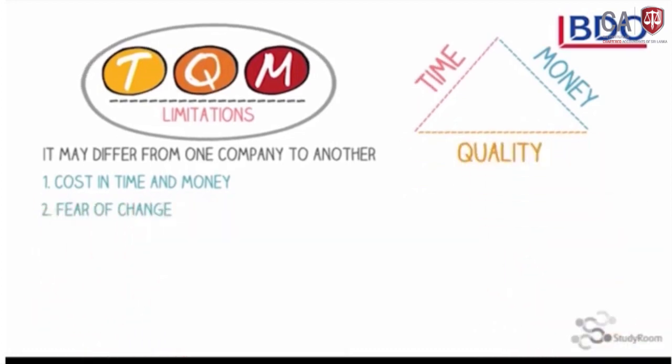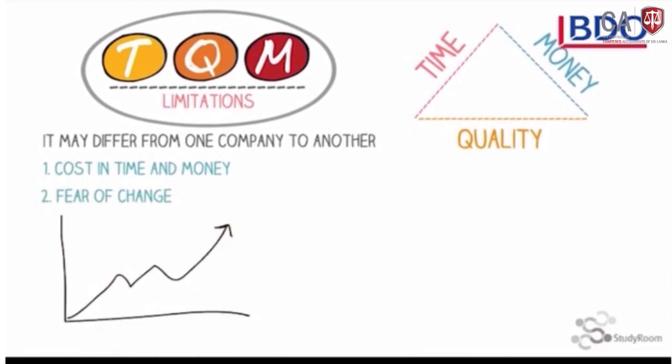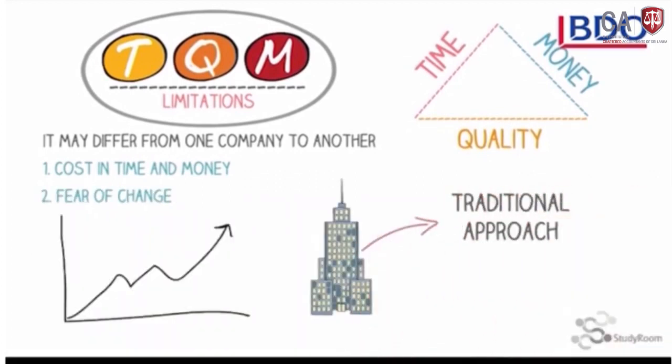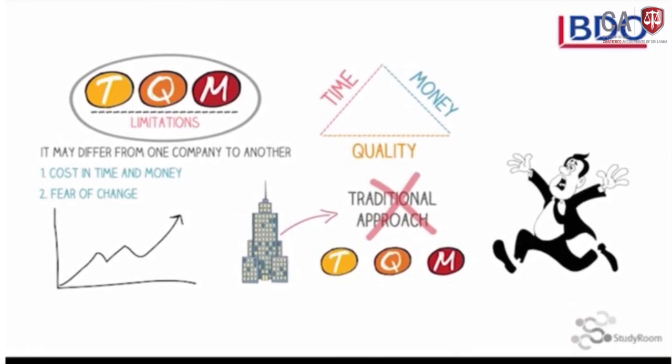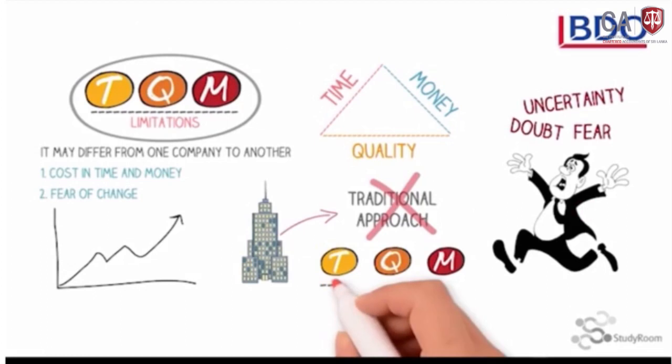Second is the fear of change. Because of increasing global competition, many organizations are replacing the traditional approach with a TQM approach. However, there are those employees that resist change due to uncertainty, doubt, and fear from these rapid global changes. And this is what sometimes holds back organizations from successfully implementing the TQM system.